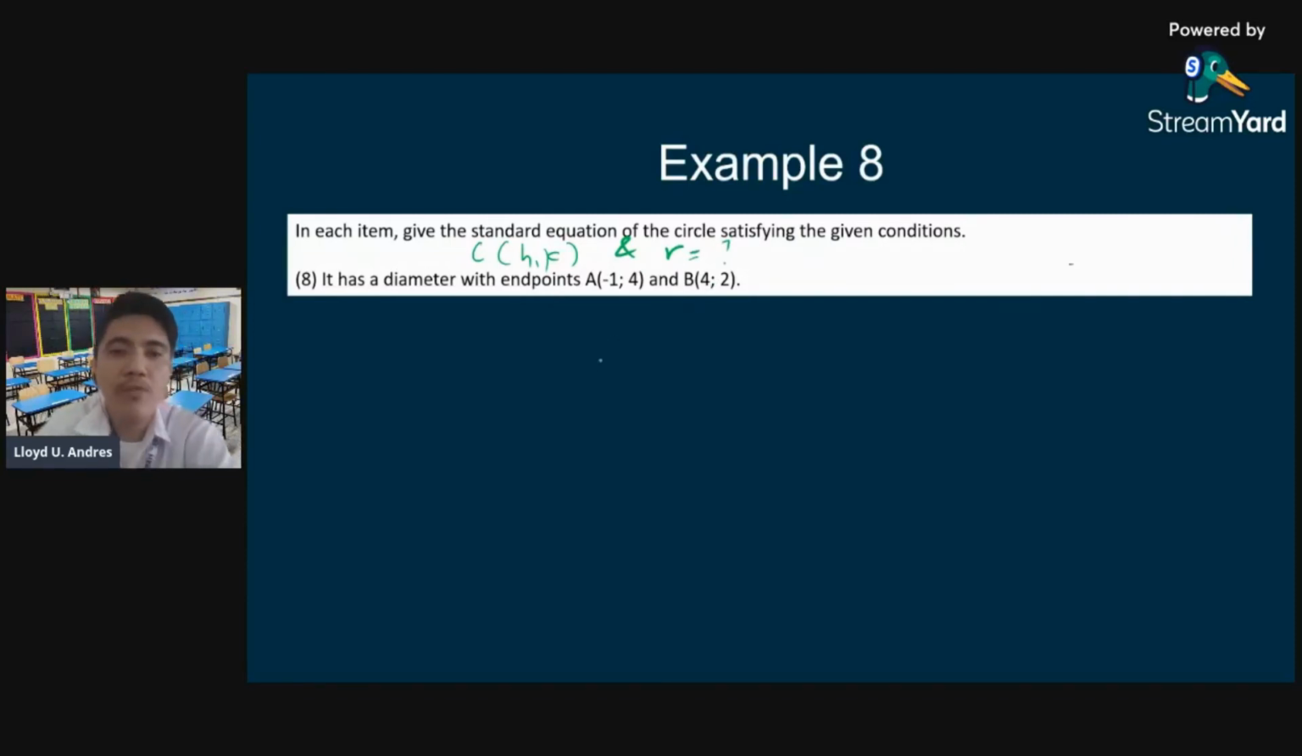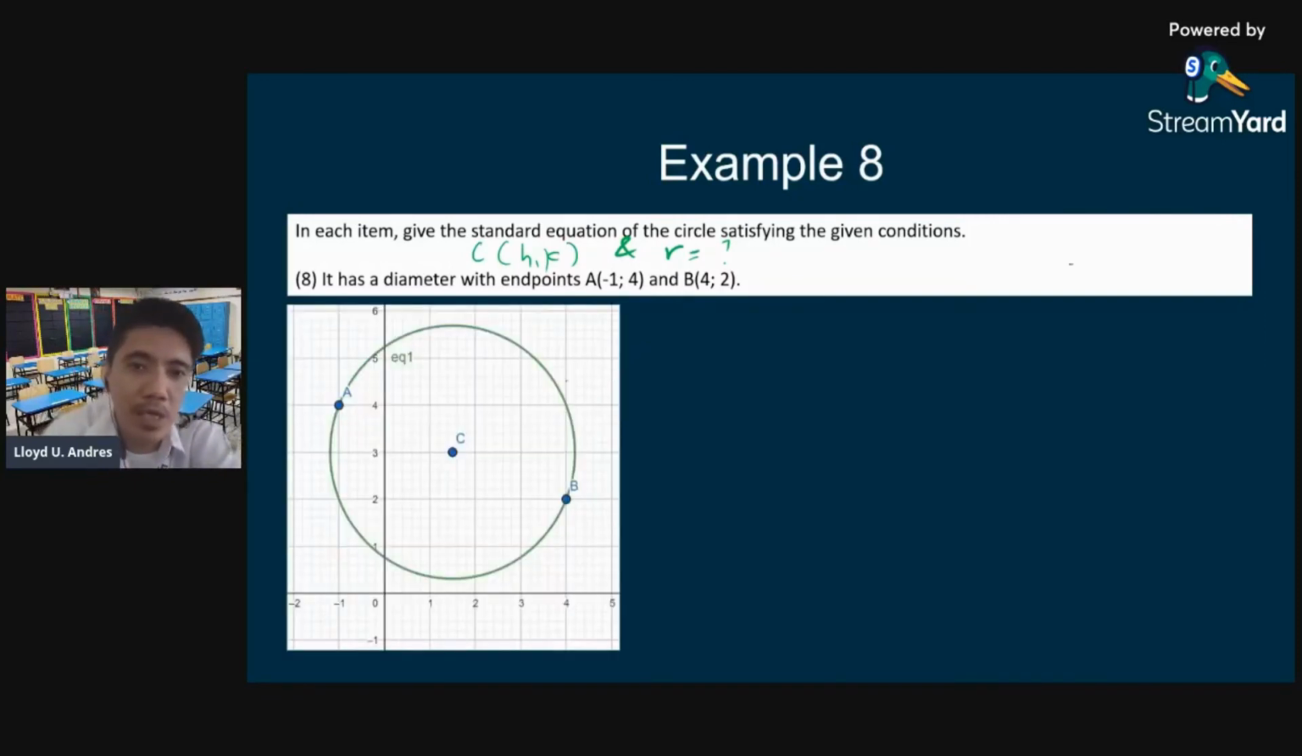So it is advisable to sketch the given circle. In sketching the given circle, we will use the endpoints. So we will plot this point whose x coordinate is -1 and y coordinate is 4, so the intersection of that will be point A. While the other point B has x coordinate 4 and y coordinate 2. So the intersection is the point B.